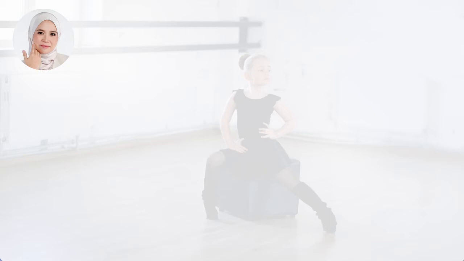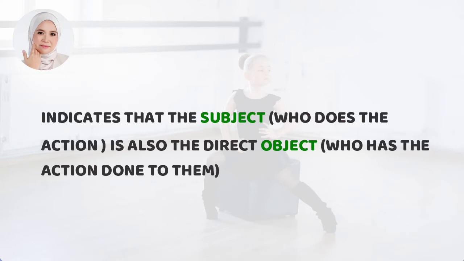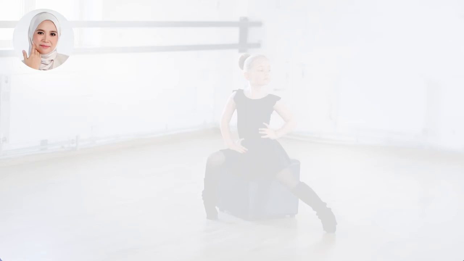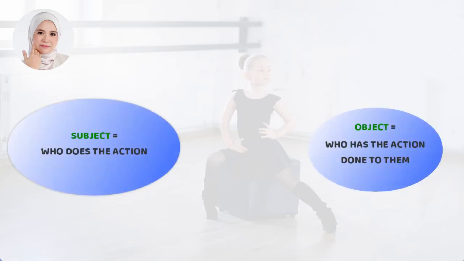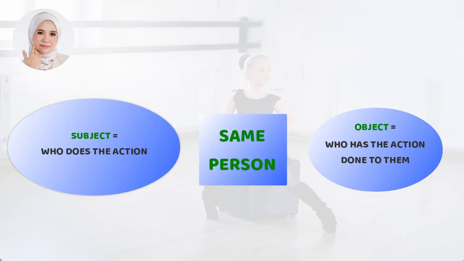Now to get a better view on what is the verb pronominal, let's look at the second explanation. The verb pronominal indicates that the subject who does the action is also the direct object who has the action done to them. Looking at this chart, you have again the same thing, subject and object. So subject who does the action and object who has the action done to them. These two are the same person.